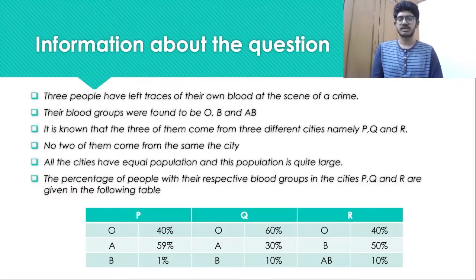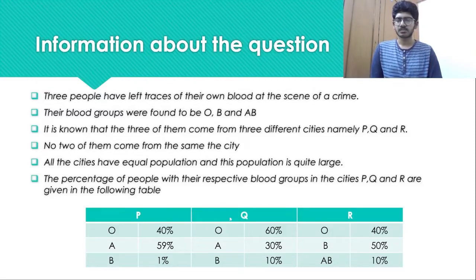Before going into the problem, let us know about the information required. Three people have left traces of their own blood at the scene of crime. Their blood groups were found out to be O, B and AB, and they are from three different cities, namely P, Q and R.